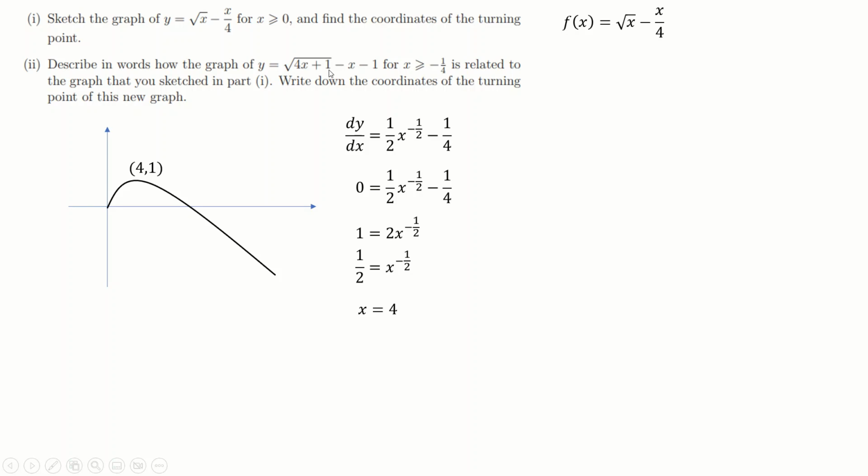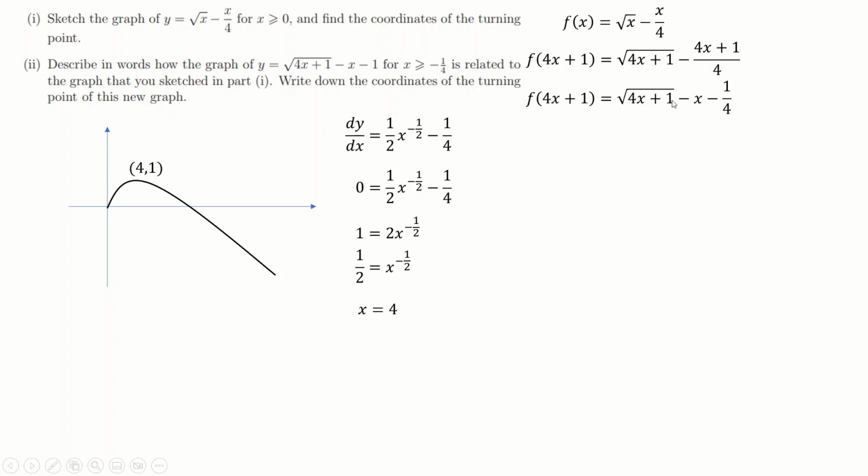It looks pretty similar. Actually, all it is is f of 4x plus 1, I think, nearly. If f of x is this, f of 4x plus 1, replace this x with 4x plus 1, and this one too. Sort this out a little bit. This is just 4x over 4, which is just minus x. And this is a quarter, which is then minus a quarter.